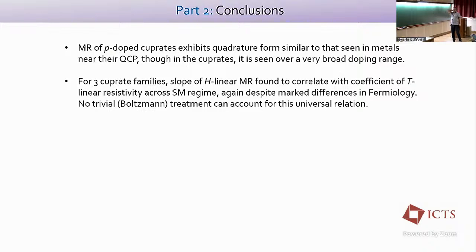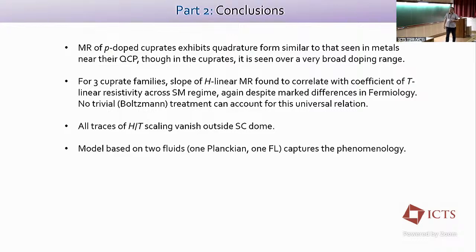And for all three families that we've studied, the slope of this linear MR at low temperatures and high fields is found to correlate with the T-linear resistivity. And this has compelled us to introduce, oh yeah, I forgot to mention this or show it, but actually when we go outside the superconducting dome, we do recover Kohler scaling, where the residual resistivity now becomes part of the magnetoresistance temperature dependence. This idea of the two fluids at least captures some of this phenomenology, but I'd say we're still a long way from understanding how this evolves.